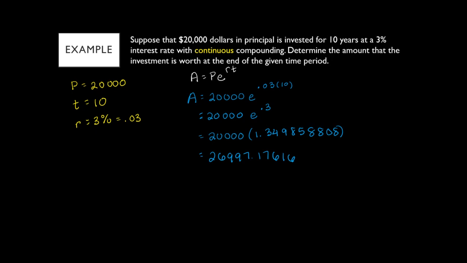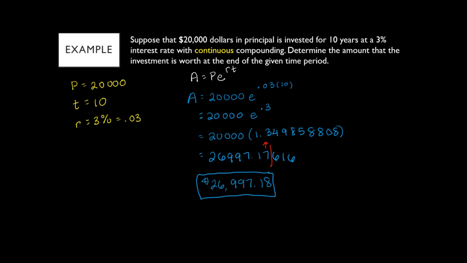So when I go through, I get, let's see, Ryan got 26,997.18. I get 26,997.17. And then because the number after my line is 5 or higher, we're going to round up. And so, yes, I also get 26,997.18.